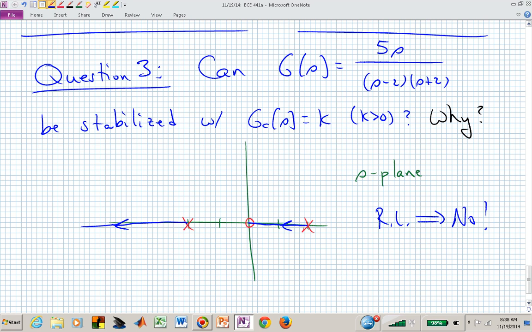What's the pole zero excess? 1. How many asymptotes do I have? 1. What's the angle of that asymptote? -180. See how quickly you can start answering a lot of different questions?